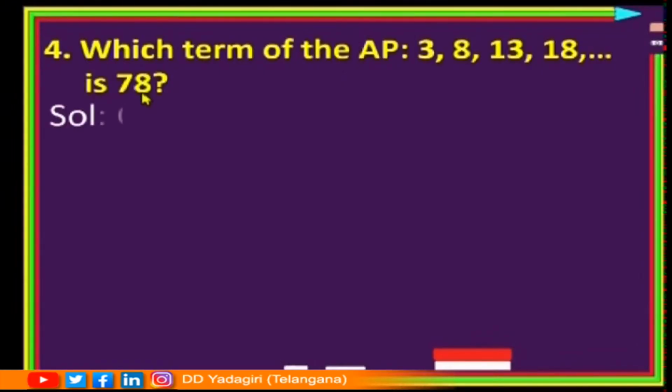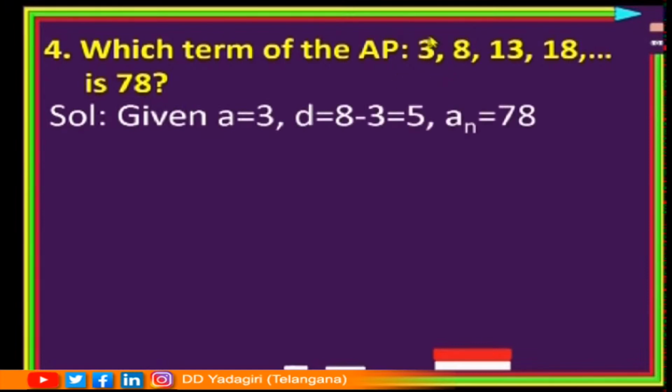Okay, right. In this given AP, what is a? This is the first term, right? The first term a is equal to 3. And what is the common difference? Second term minus first term, that is 8 minus 3 which is equal to 5, or 13 minus 8 also 5. That is called the common difference. Let us assume that an is equal to 78. Now we have to find which term is 78. As we know the formula, an is a plus n minus 1 into d, and an is equal to 78, so a plus n minus 1 into d is equal to 78.